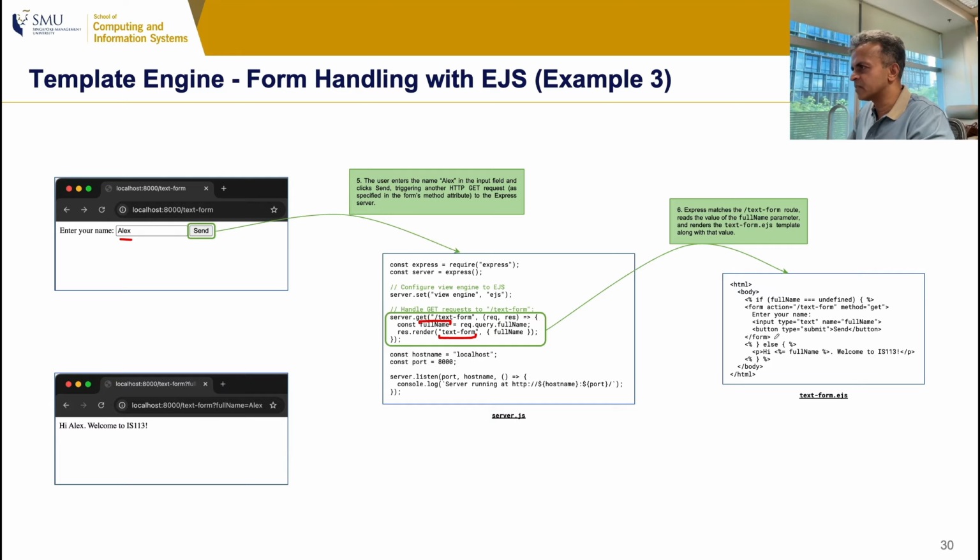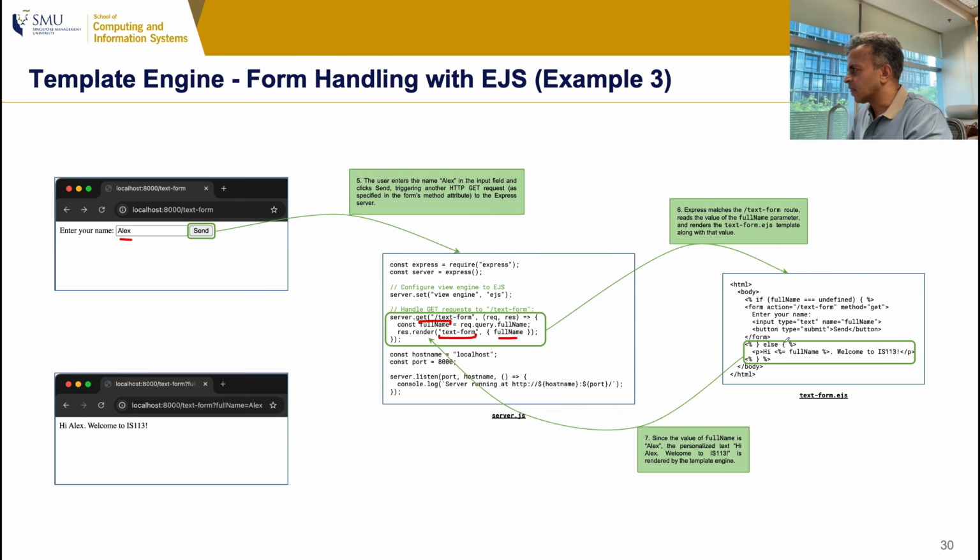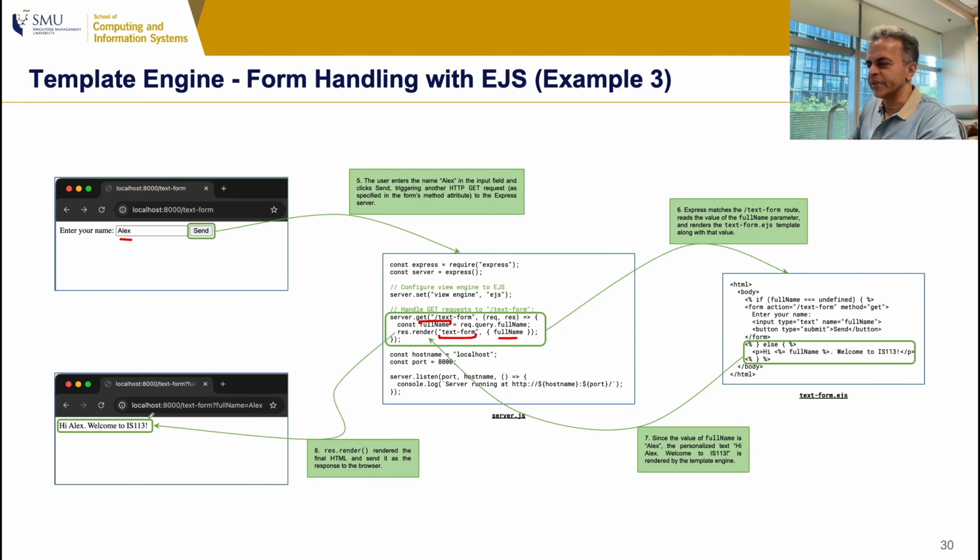So it will load the text form view, but this time with this value, Alex, there. So it comes here, then full name is not undefined, it's Alex. So it will go and hit the else clause where this is Alex, and that will come back to the server, which will relay it back to Chrome, which will render it for you.